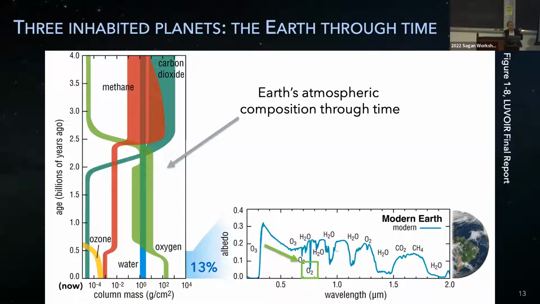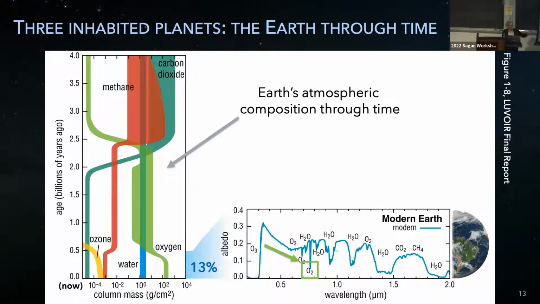So the left side of this figure shows the history of Earth's atmosphere. The y-axis is in billions of years, and the x-axis shows the concentration of major gases. It illustrates how the bulk atmospheric composition of our planet has changed dramatically over billions of years.